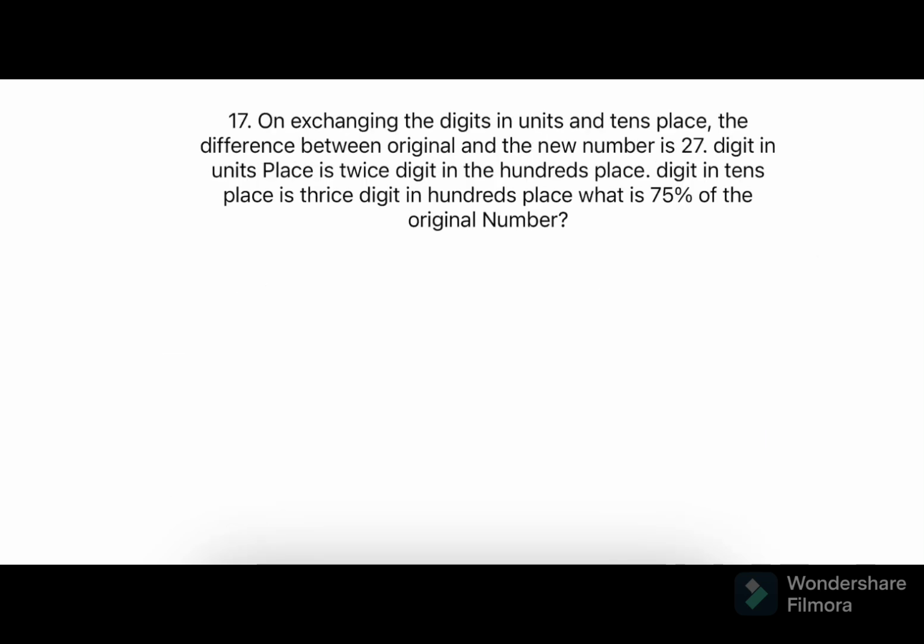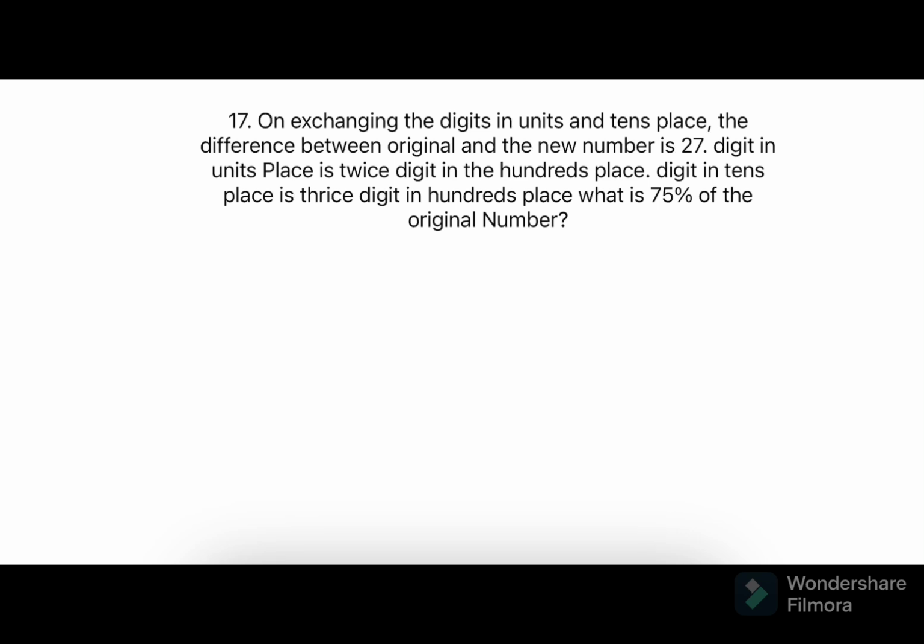Question number 17. On exchanging the digits in units and tens place, the difference between original and the new number is 27. Digit in the units place is twice the digit in the hundreds place. Digit in the tens place is thrice the digit in the hundreds place. What is 75% of the original number?